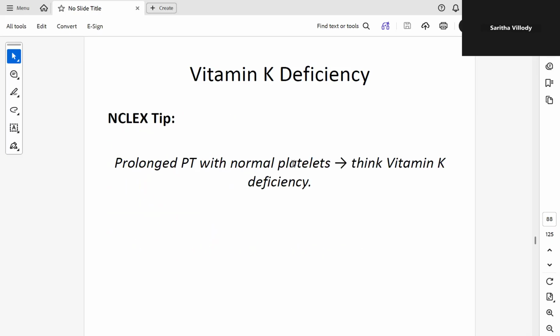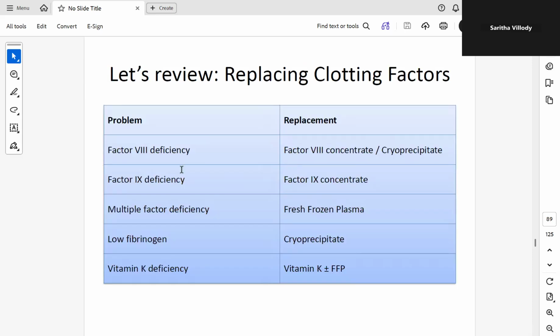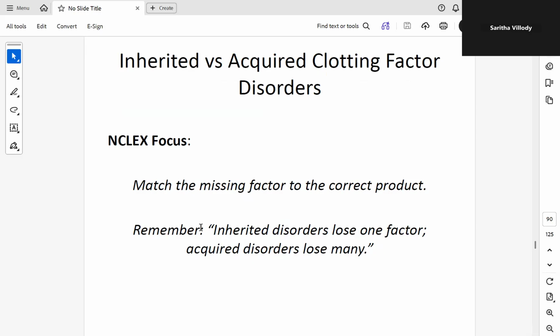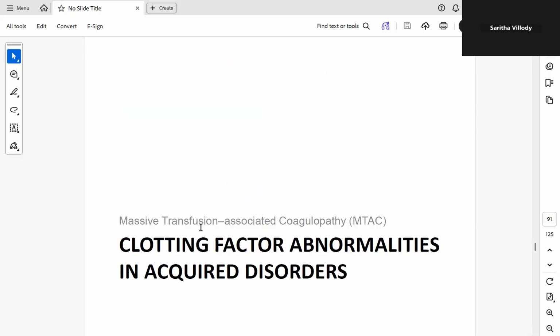So prolonged PT with normal platelets, vitamin K deficiency. Oh, there is this chart which tells you. If there is factor 8 deficiency, we can give them factor 8; factor 9 deficiency, we give factor 9. Multiple factor deficiency, give fresh frozen plasma. Low fibrinogen, give cryoprecipitate. Vitamin K deficiency, either FFP or fresh frozen plasma, or vitamin K. So read those. This is important to know what to treat with, right?